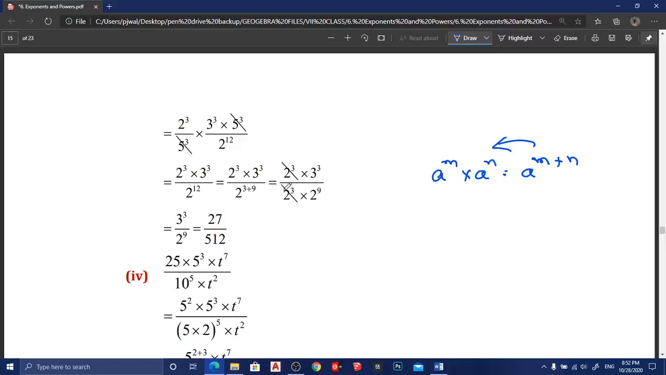Now this 2 cube and 2 cube gets cancelled here. Remaining terms are 3 cube by 2 to the power of 9. So now 3 cube means 27, 2 to the power of 9 is 512. If you multiply 2 nine times, you will get 512. So this is the answer.